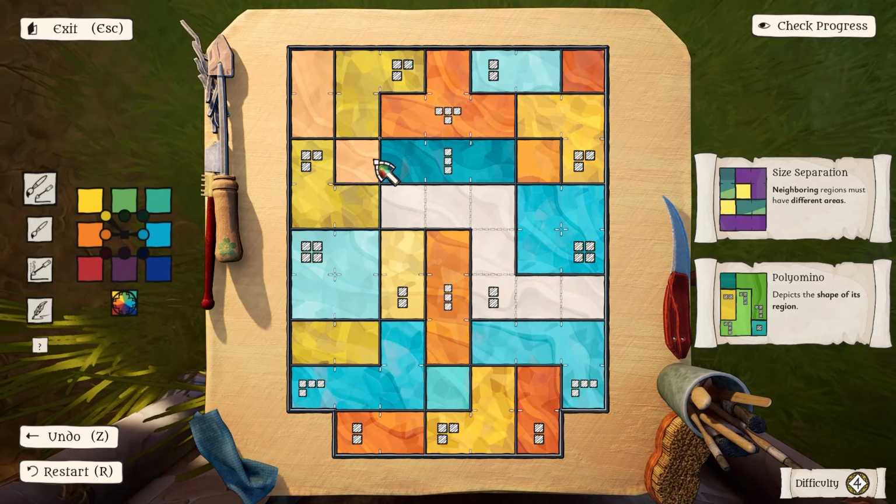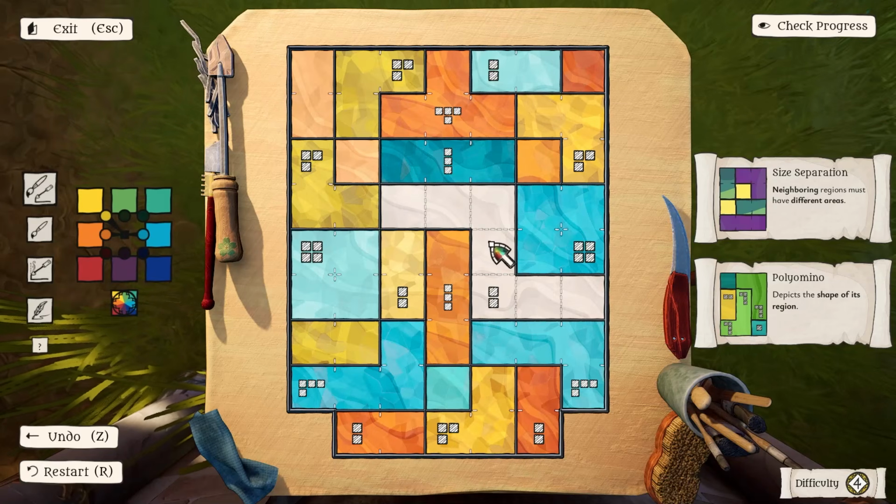Then what do we do? 2. Can't have 3 there. Could have a 1 and a 2 like that. Oh no, that would be a 2. So that'd be 2, 1, 2, which wouldn't work. So I think you're going this way. Which makes that a 1, that a 2.